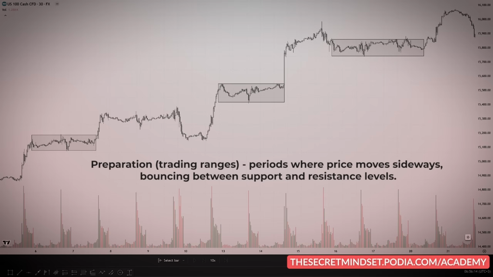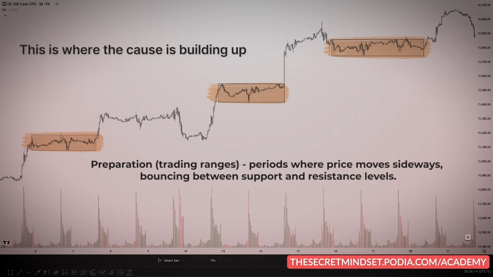It's all about preparation. In the market, this often shows up as trading ranges. These are periods where price moves sideways, bouncing between support and resistance levels. To the untrained eye, these might look boring, but to a Wyckoff trader, they're exciting. They're where the cause is building up for the next big move.